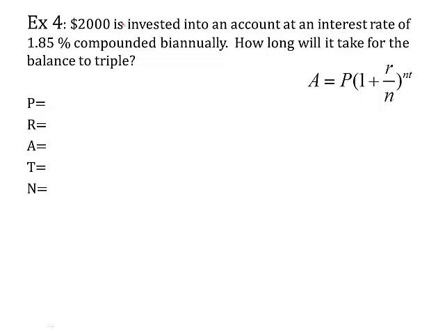Let's try another one. $2,000 is invested into an account at an interest rate of 1.85%, compounded biannually, so twice a year. How long will it take for the balance to triple? All right, so again, since it says biannually, not continuously, I use this equation. So let's find our values. P is principal, so how much should I start with? 2,000. R is the rate.